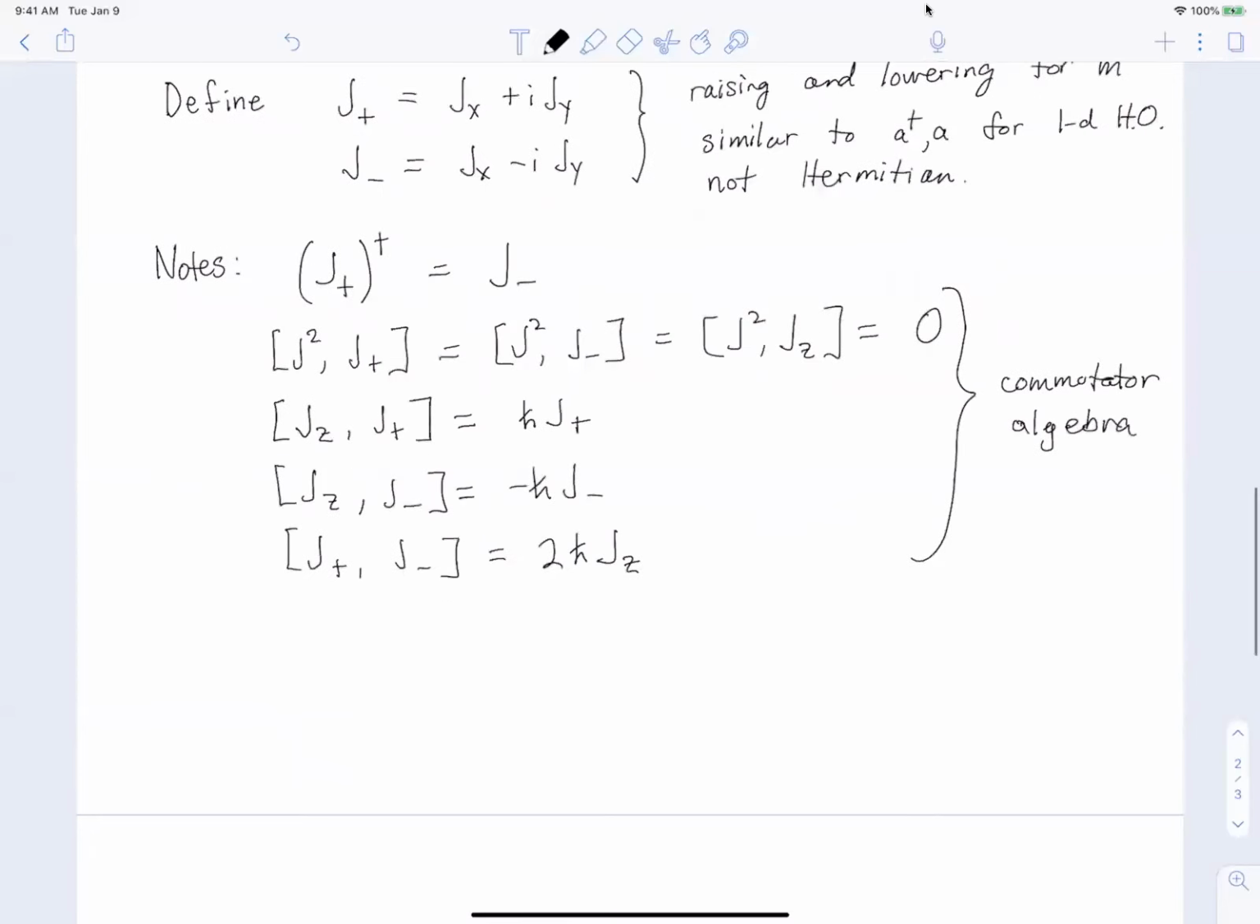Okay, some other things that are going to be useful are what happens if, instead of taking the commutator, I just multiply J plus times J minus. If I go back to their definitions, I can rewrite that as Jx squared plus Jy squared. And then there's a cross term, which turns into a commutator, which then turns into a J sub z. So that's true. And then I can do it in the opposite order and get almost the same expression, except this turns out to be a minus h bar.